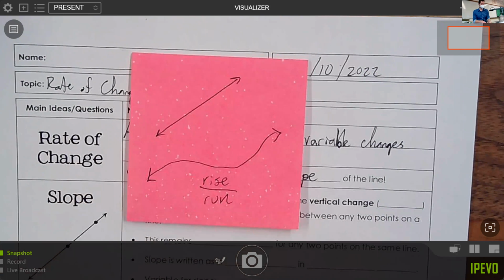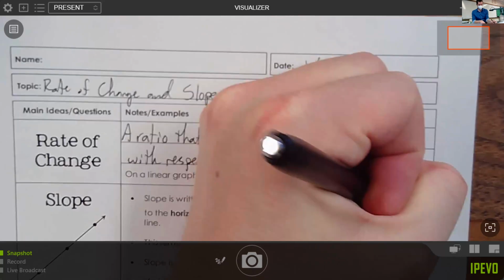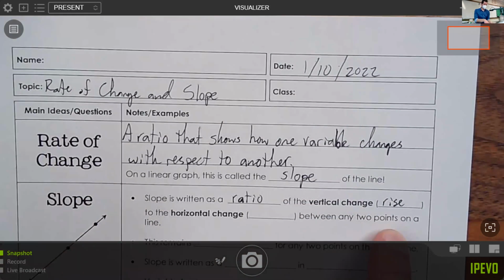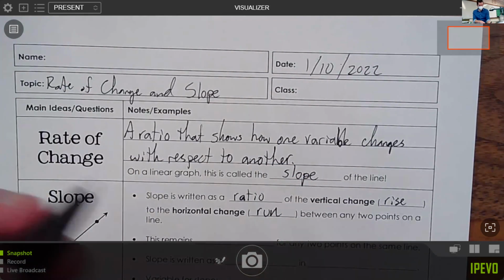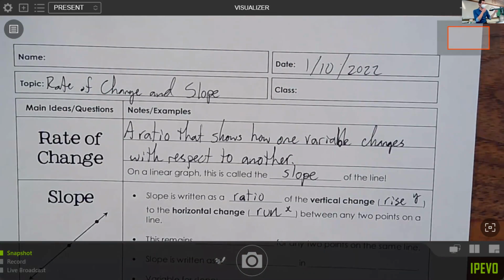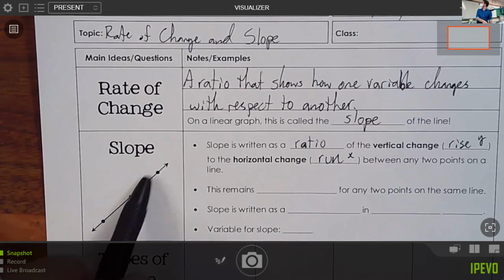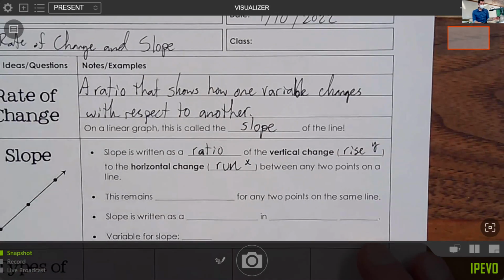So if you're talking about vertical change, these are the Y values, which means this is the rise, to the horizontal change, which we're calling the run. So this would be a Y value, and this is an X value. So it's the change in Y over the change in X. It's the rise over the run. So how far up or down does it go? And then that makes a fraction or a ratio over how far left to right it goes. And that's between any two points on a line. The nice thing about slope or rate of change, or whatever we want to call this, is that this remains constant.